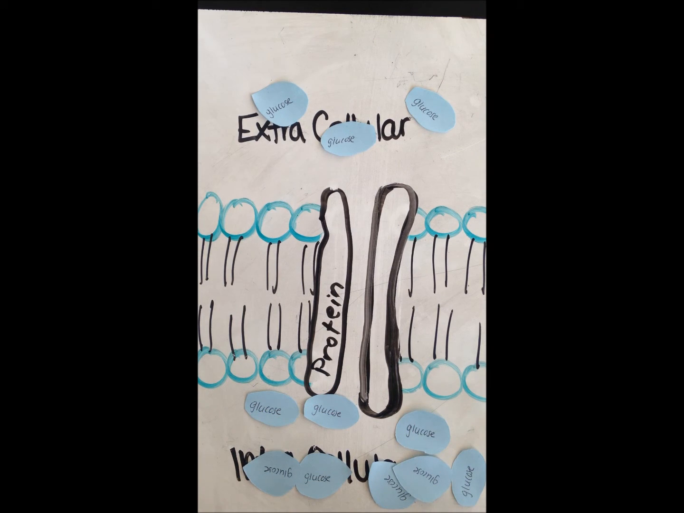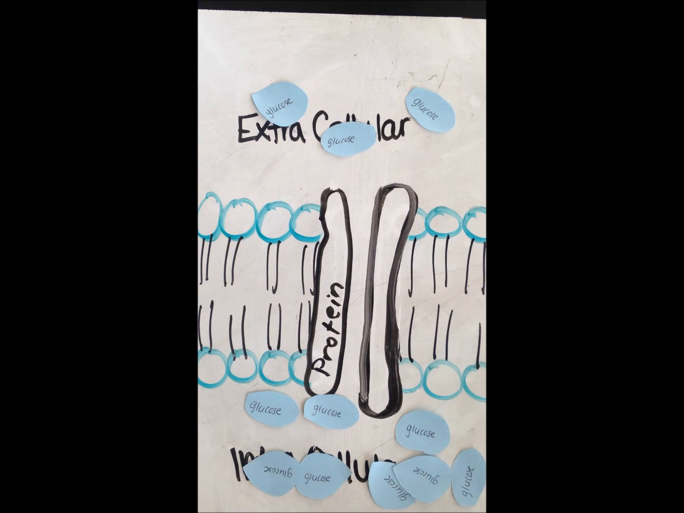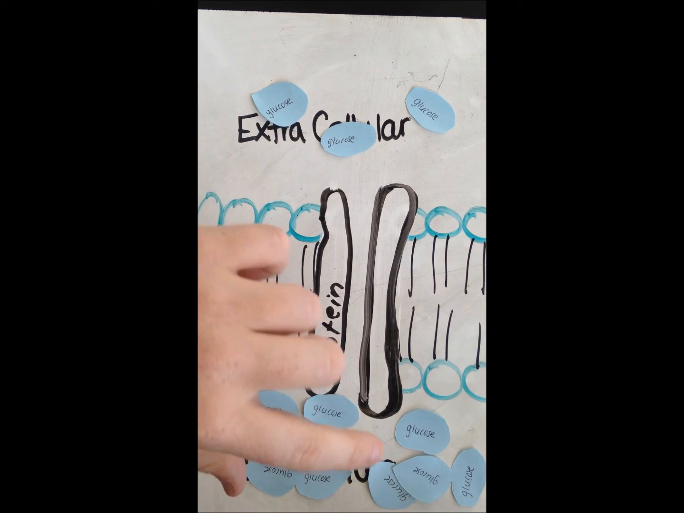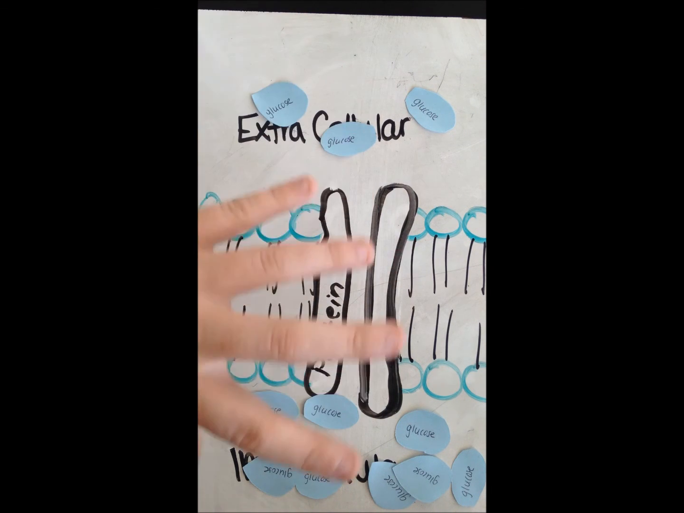This type of diffusion uses a protein, which is labeled here, similar to facilitated diffusion. It also uses ATP, which is a source of energy, and it stands for adenosine triphosphate. Active transport uses ATP to make molecules transport from low to high, because naturally high will want to go to low, but in this type of diffusion, low will go to high.